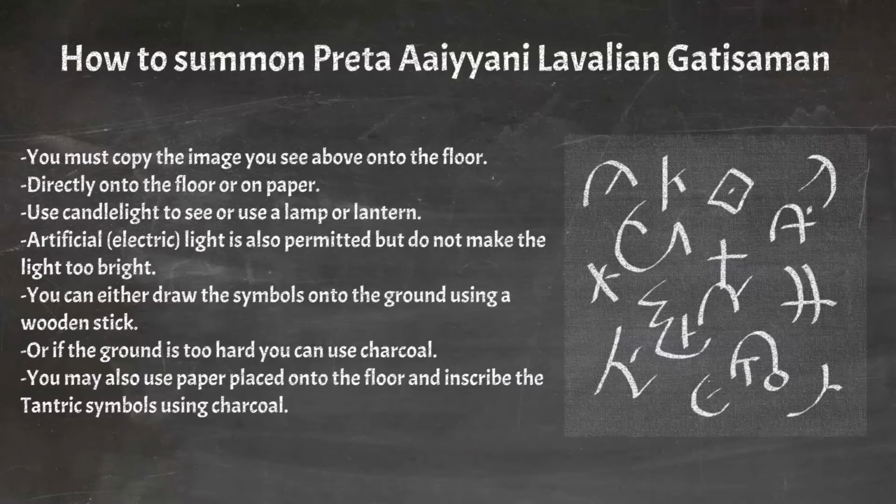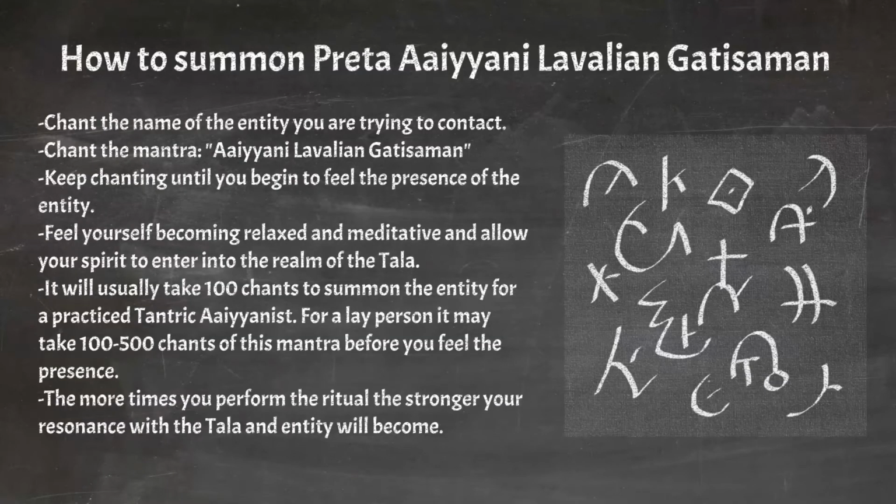You can either draw the symbols onto the ground using a wooden stick, or if the ground is too hard you can use charcoal. If you are inside your house, you may also use paper placed onto the floor and inscribe the tantric symbols using charcoal. By writing down the Aaiyanist inscription, or yantra, onto the floor, the link between our reality and the dimension the entity resides in will be open.